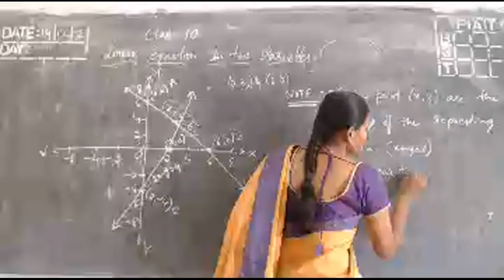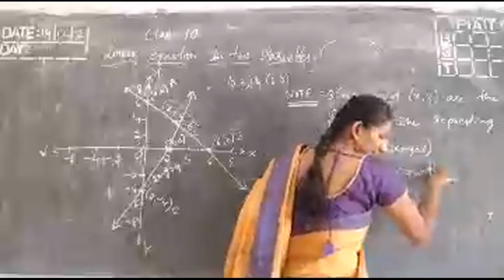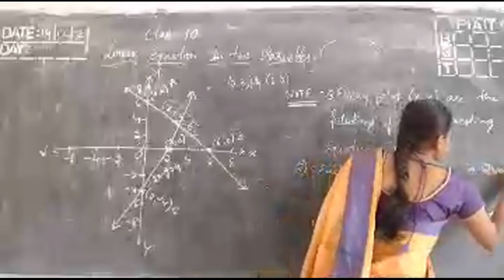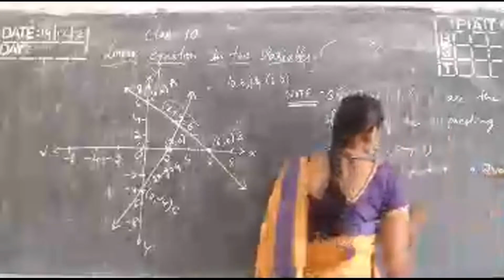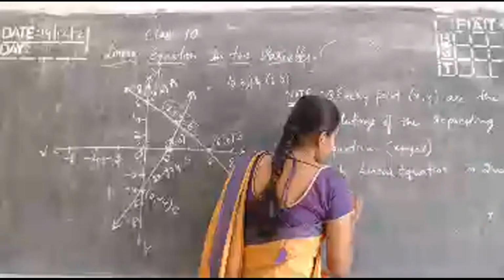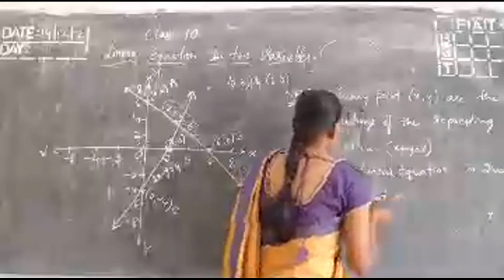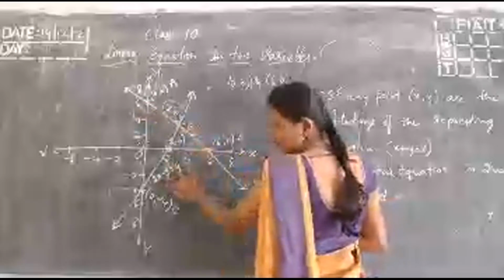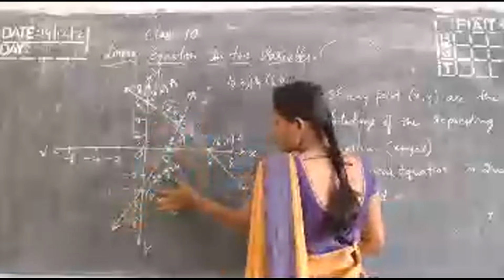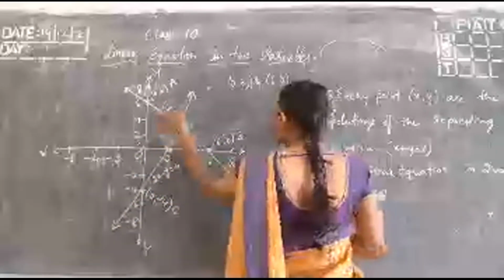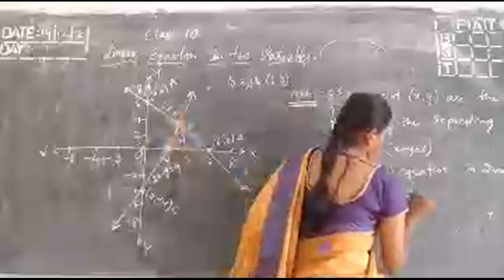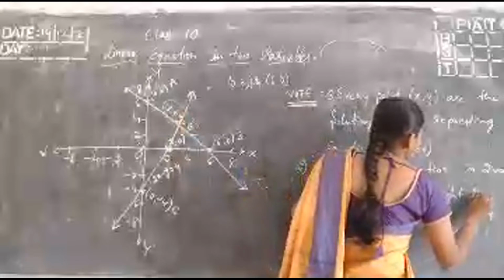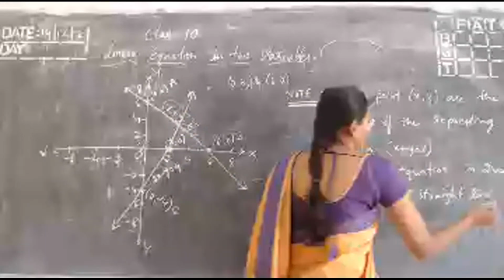Each linear equation in two variables represents a straight line. By seeing only you can tell, obviously this equation is representing a straight line and this equation is representing a straight line. These two are what? Linear equations in two variables. Straight line. Understood?